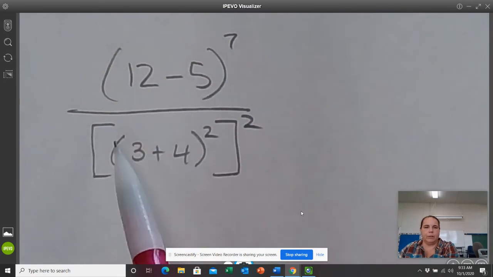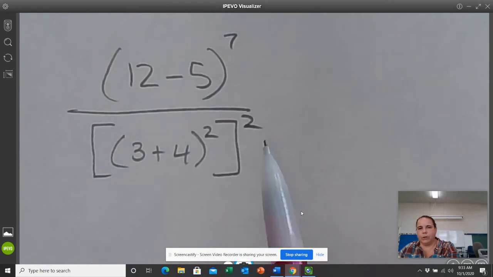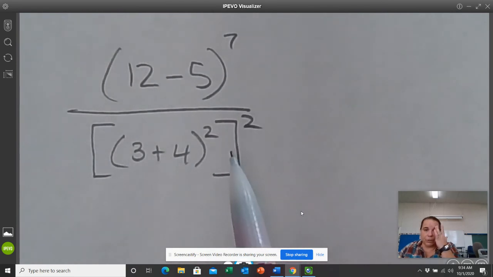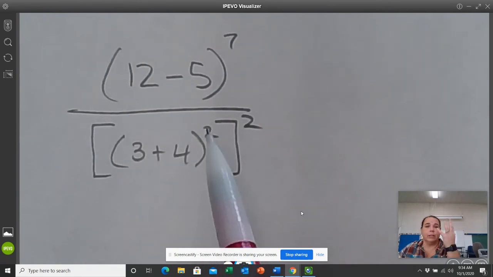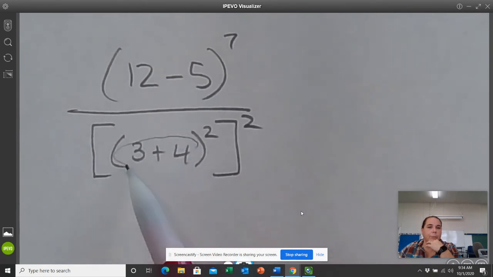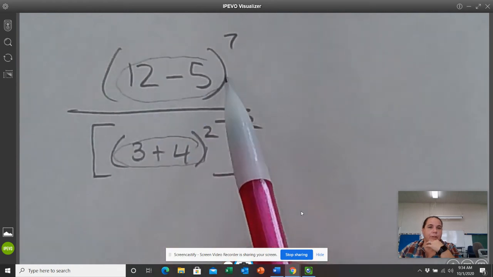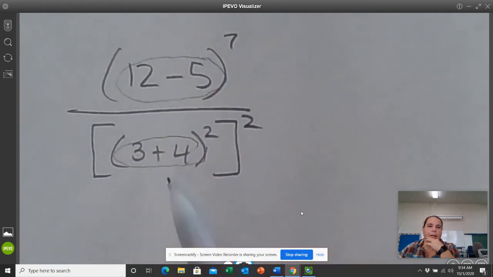All right, first of all, we have a lot of grouping symbols. If you have a lot of grouping symbols, what you want to think to yourself is, what do I notice? Is there some way that maybe these things are going to simplify? And I notice here that 3 plus 4 is 7 and 12 minus 5 is 7. I don't write that down at first. I just hold that in my head and think about it.